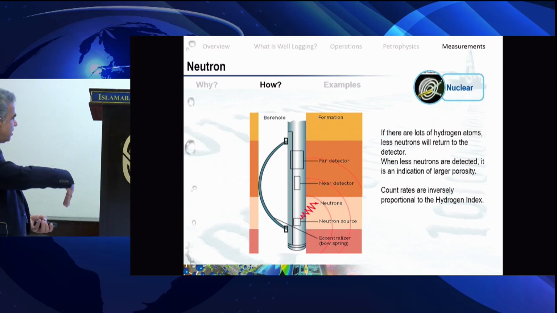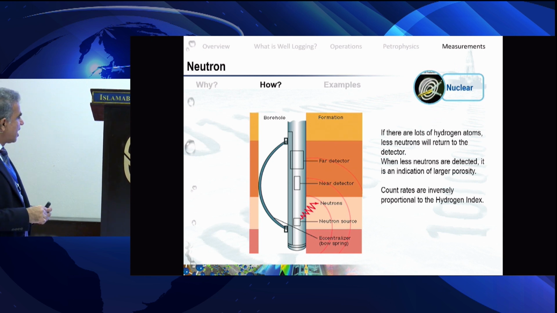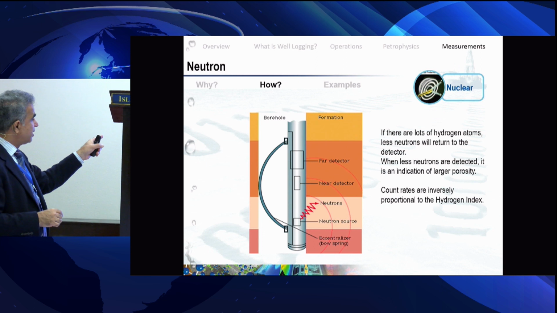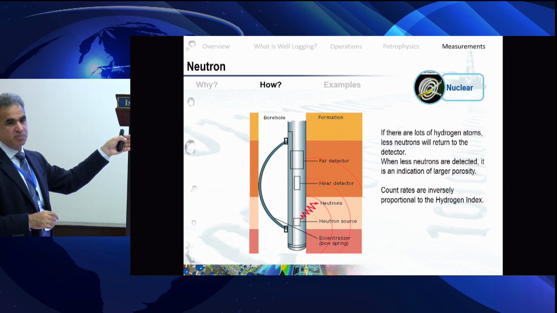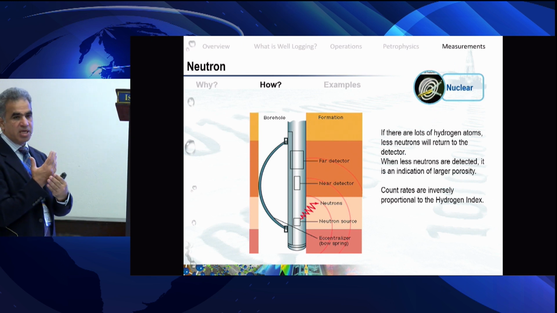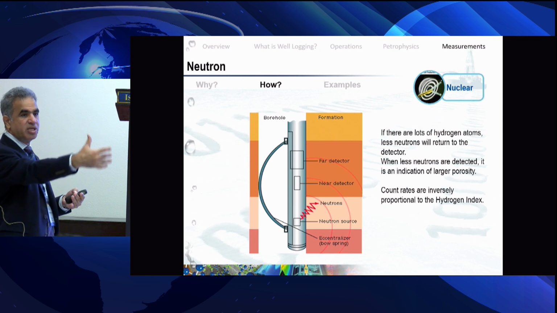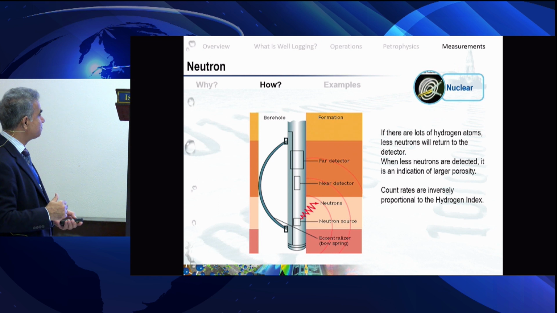So this is how the tool looks like. On one side it has an arm, which we call the bow spring. This is because it's like a bow, but it's a spring. When we run the tool, it is open like this, and its function is that it pushes the tool body close to the formation borehole wall. It should be touching the borehole wall, because we're not interested in reading the borehole, we're interested in reading the formation. So we need to be very close to the formation, the borehole face.